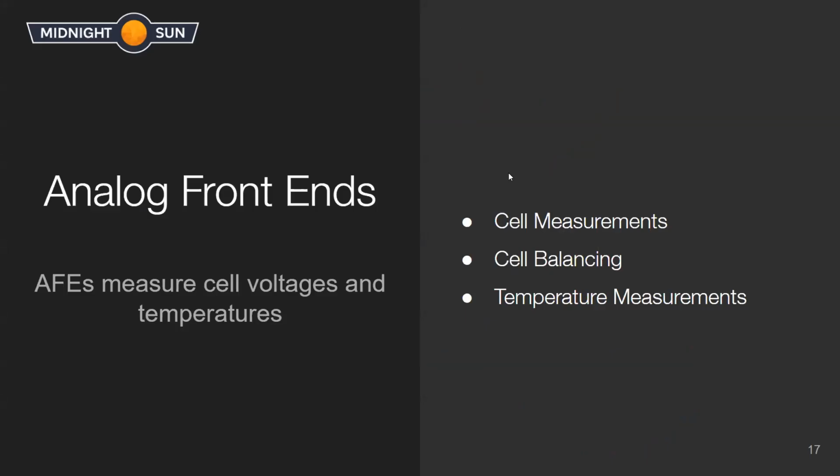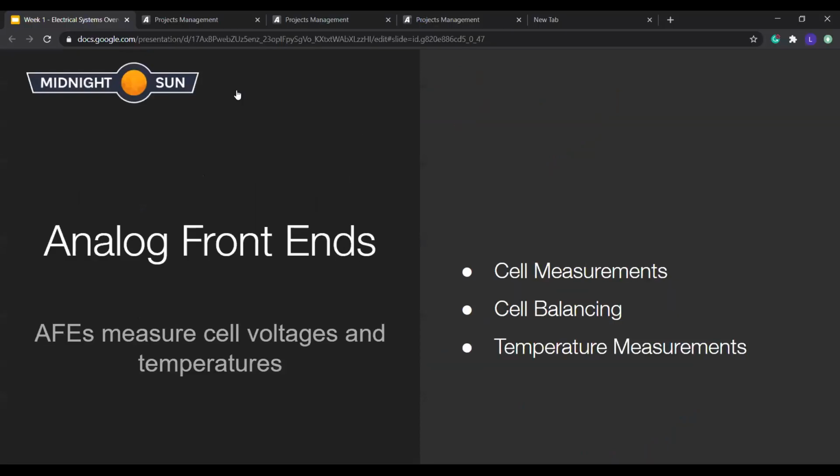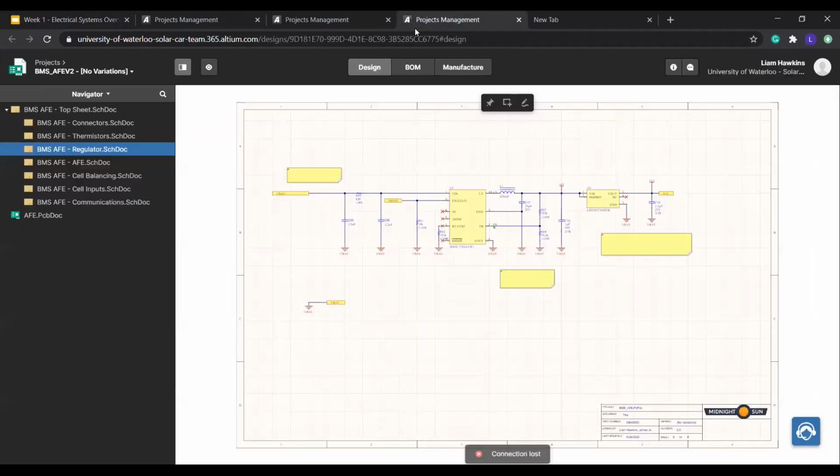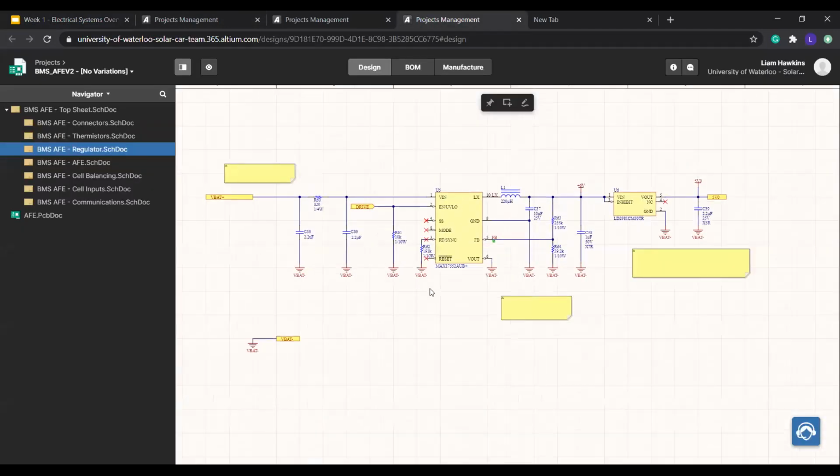So the analog front ends, or AFEs for short, I mentioned last week that they just measure the cell voltages and temperatures. So the AFEs are powered from the cells that they're measuring, so they don't need to be powered from the BMS carrier, unlike current sense. They still have a switching regulator to step the voltage down to 6 volts, and then an LDO to regulate it to 5 volts. And this is again for noise purposes.